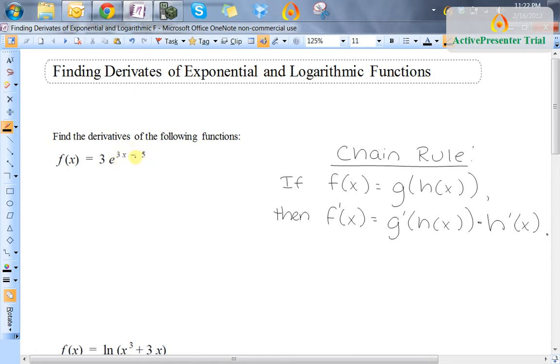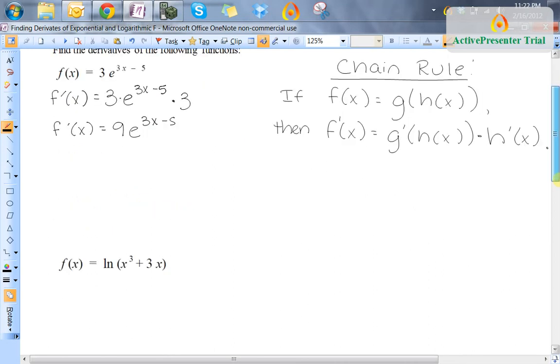So to do this, I need to take the derivative of the outside piece and then multiply it by the derivative of the inside piece. So f prime of x, the derivative of the outside will be 3e to the 3x minus 5, and the inside, since it's 3x minus 5, the derivative of that is just 3. So f prime of x is equal to 9e^(3x minus 5).